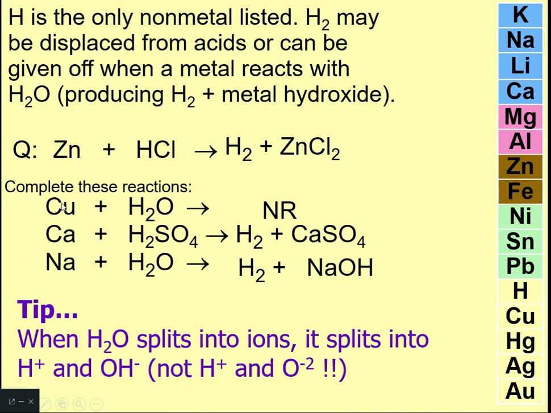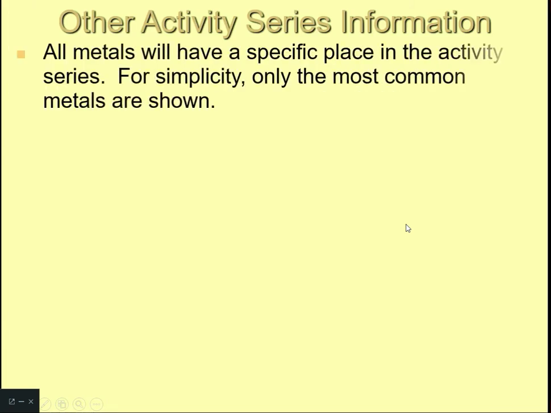Okay, so again, determining whether a reaction is going to take place: if the metal is higher than the hydrogen, it's going to react. If the metal is not higher than the hydrogen, it's not going to react. All metals have a specific place in the activity series, and we just gave a small listing, and we're going to sometimes expand that. The one that I'm going to give you as a document online and OneNote has a few more than what was on that little bar on the side there.